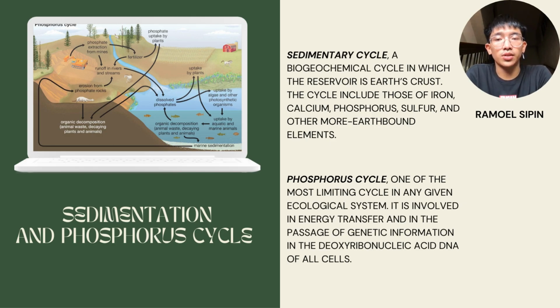The phosphorus cycle, on the other hand, is essential for all living organisms. It is a key component of DNA, cell membranes, and energy transfer molecules like ATP. Without phosphorus, life as we know it would not exist.